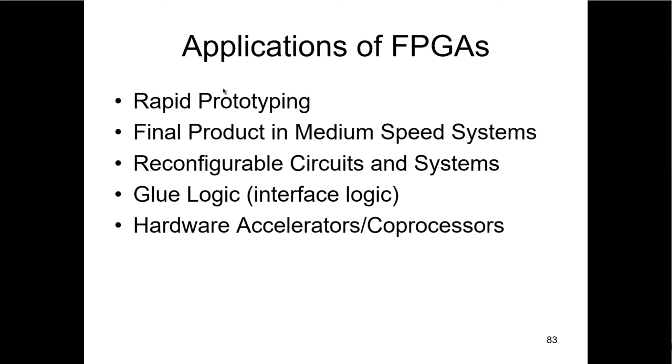So what do we use them for? Rapid prototyping. Final product, if you're not shooting for a maximum speed system. Reconfigurable circuits and systems. Smaller FPGAs are typically CPLDs. We do what's called glue logic, where you have to have two chips talk to each other, but they have different levels, different protocols and speeds, and so an FPGA can handle a parallel interface between that, or a serial interface for that matter. And then things like hardware accelerators, coprocessors. So when we have some straightforward crunching we need to do, we can sometimes set this up with an FPGA.